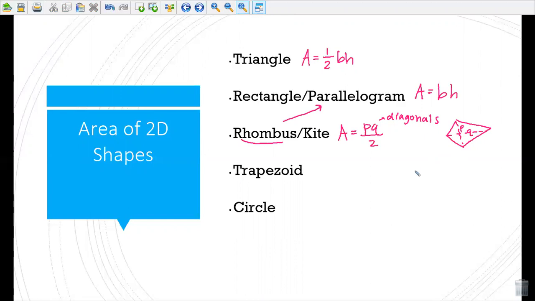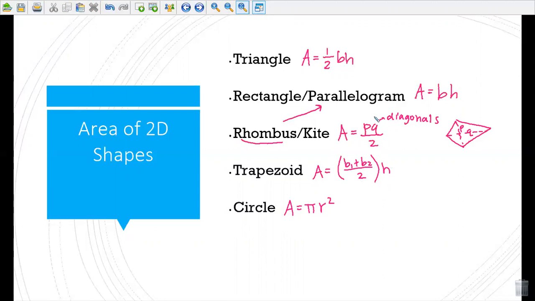You need to make sure you know how to find the area of a trapezoid. To find the area of a trapezoid, we take the average of the bases times the height. Remember, in a trapezoid you have 2 bases that are parallel. Average of the bases means I add them together and divide by how many I have, which is 2, times the height of my trapezoid. So add your bases, divide by 2, multiply by the height. And then our circle, we've seen a lot. Area is pi r squared. You've got to make sure you're familiar with the 2D area formulas.